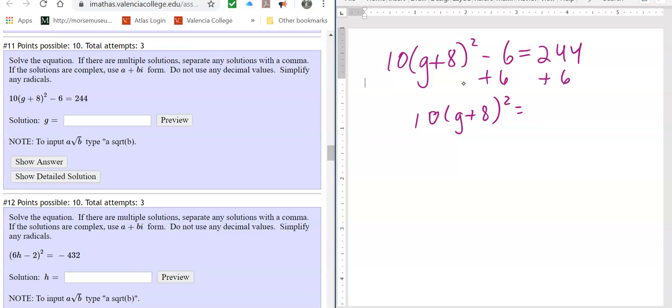So I added 6 to both sides. That's going to be 250. And then I'm going to divide both sides by 10.